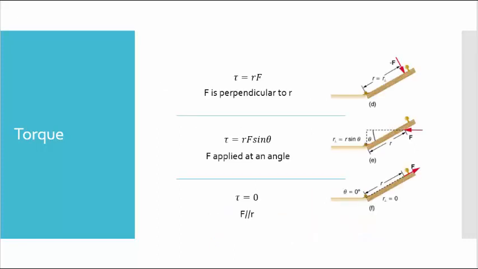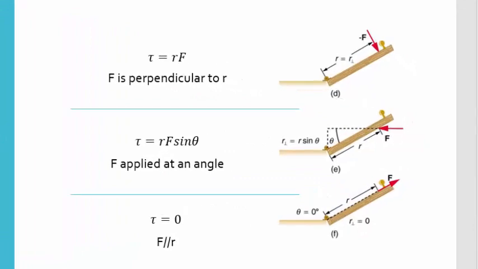So here are a couple just picture examples. In the top one, torque is force times lever arm. It is that way because the force is perpendicular to the door. And the lever arm is the distance, like I said, from where the force is applied to the pivot point or hinge.